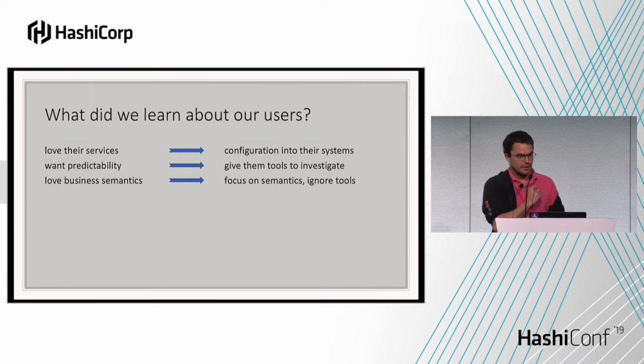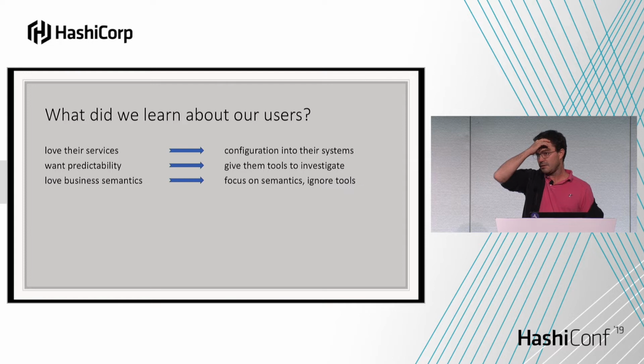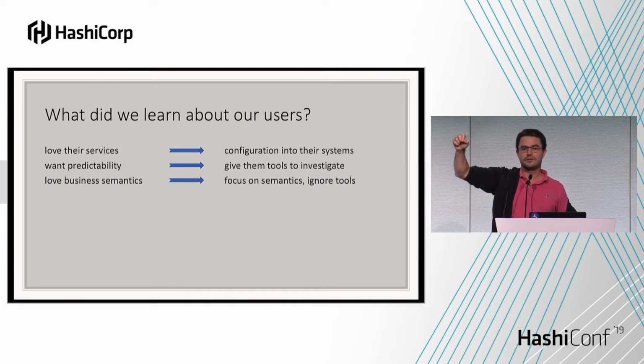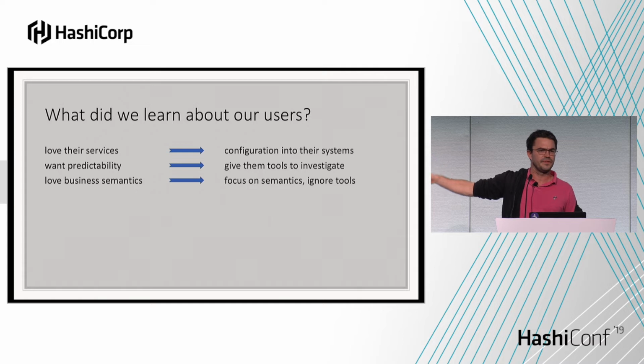And another very interesting thing is people love business semantics. As a user, I want to expose a web API. What I know is I want my API.criteo.com to be seen on the internet by people. I don't care about knowing everything about TLS. I don't care about knowing anything about DNS. I don't care about all the crap of the infrastructure.